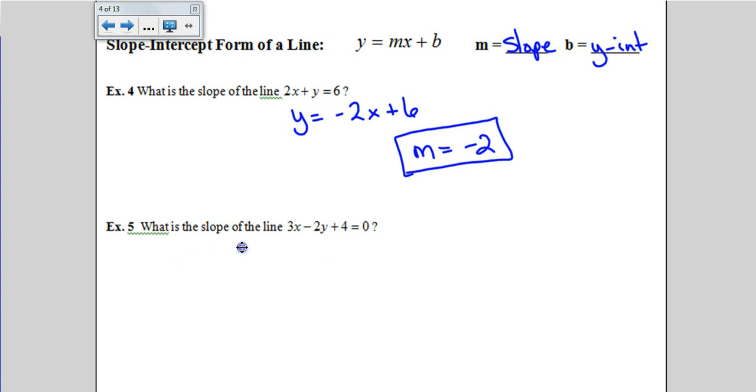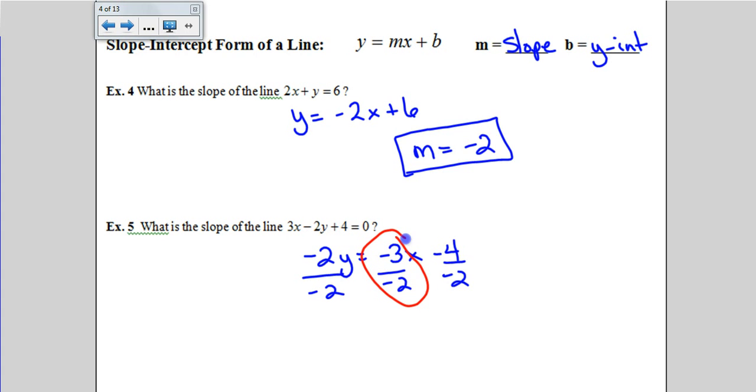Number 5 is very similar, except now we're really not in the right form. So the first thing I need to do is subtract the 3x and the 4 over. So I get negative 2y equals negative 3x minus 4. I could have also done another thing, and we'll talk about that in a second. Then divide everybody by a negative 2. But don't actually divide everybody by a negative 2, because all they want to know is slope. The negatives would cancel out, and it turns out our slope is going to be 3/2. I don't really care to finish that problem because all they wanted to know was the slope. Now, I'm hoping someone in this room noticed that we could have added the 2y over instead. So 3x plus 4 equals 2y.